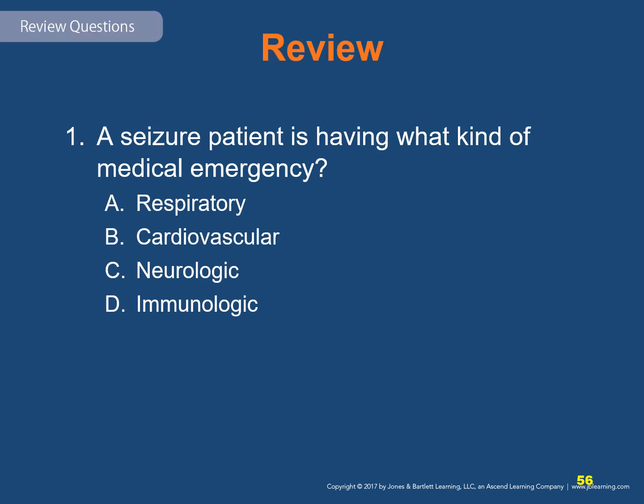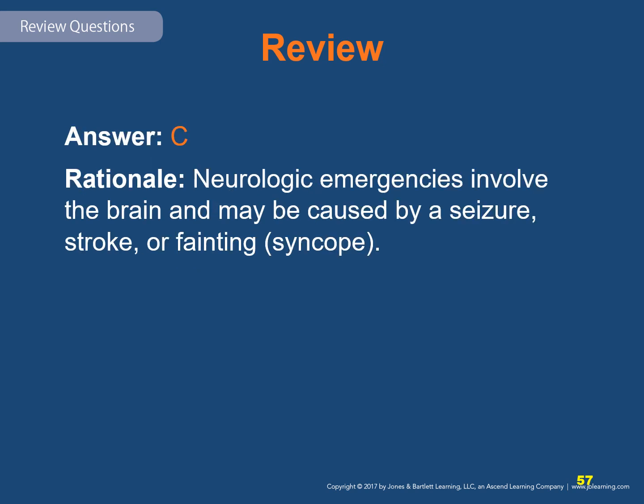Okay, class, let's go over some review questions. Review question number 1. A seizure patient is having what kind of medical emergency? A. Respiratory. B. Cardiovascular. C. Neurologic. D. Immunologic. The correct answer is C. Neurologic emergencies involve the brain and may be caused by a seizure, stroke, or fainting syncope.